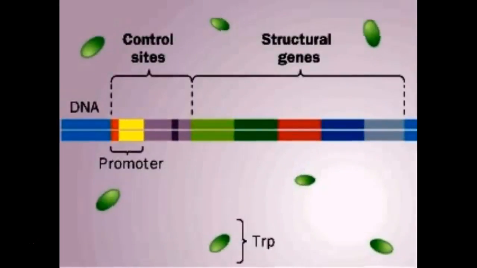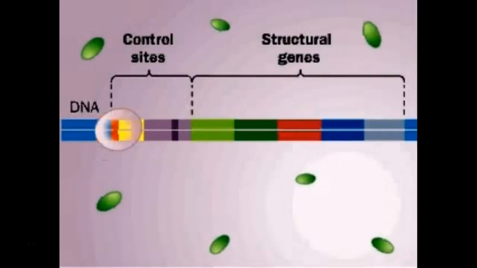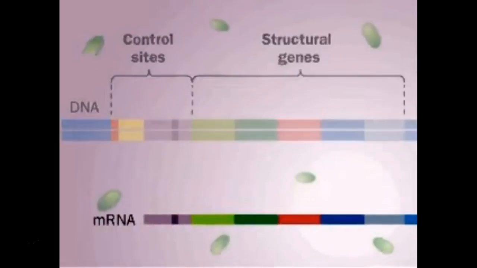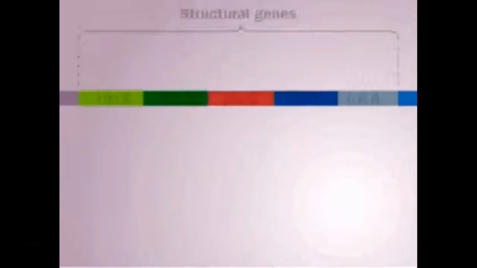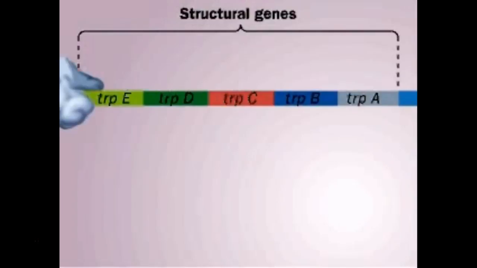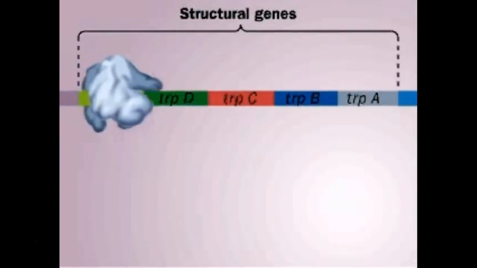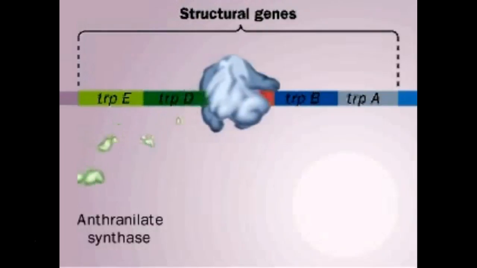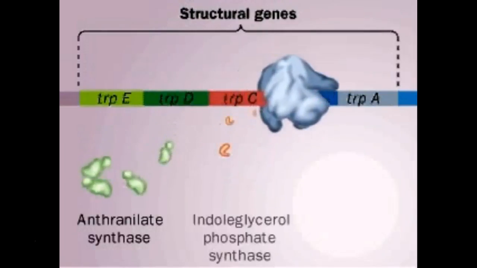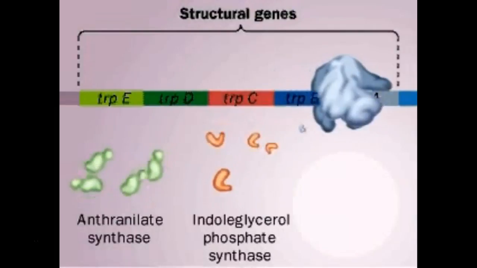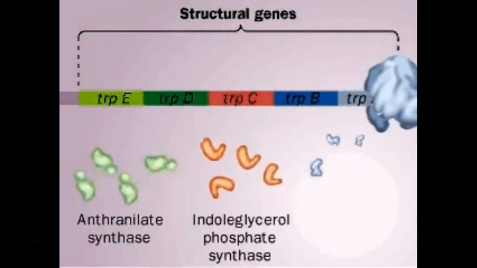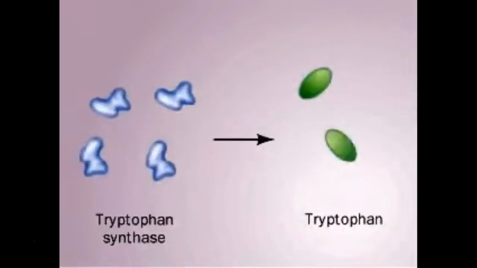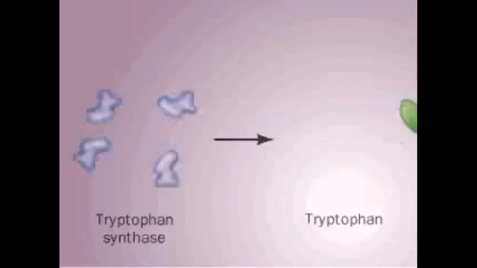When the bacterial cell's tryptophan levels are low, RNA polymerase can bind the promoter and transcribe the structural genes. Each gene encodes a protein chain for an enzyme in the trp synthesis pathway: trpE and D for anthranilate synthase, trpC for indole glycerol phosphate synthase, and trpB and A for tryptophan synthase. As tryptophan is synthesized, it diffuses through the cytoplasm.